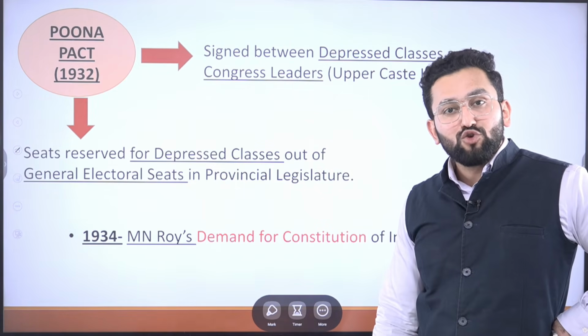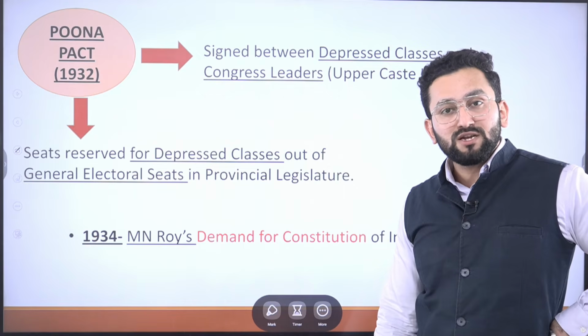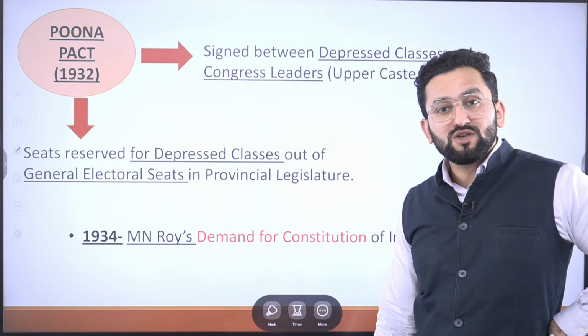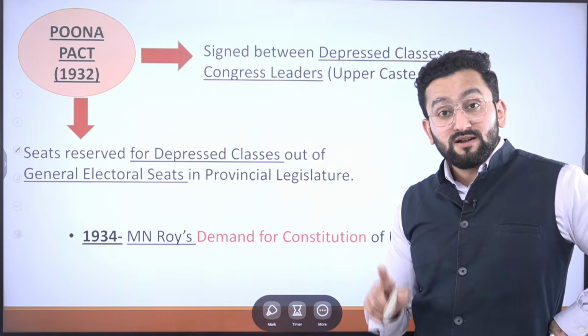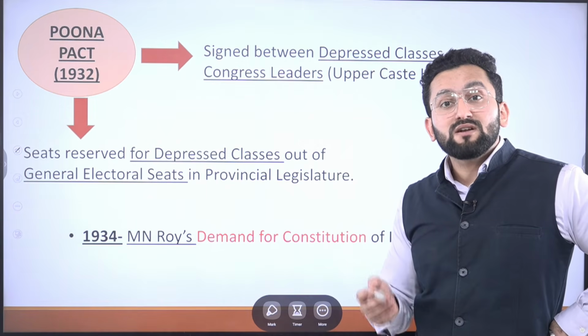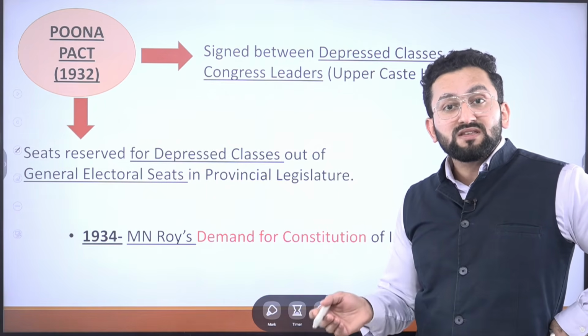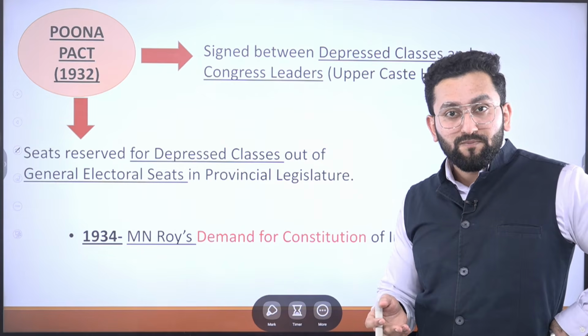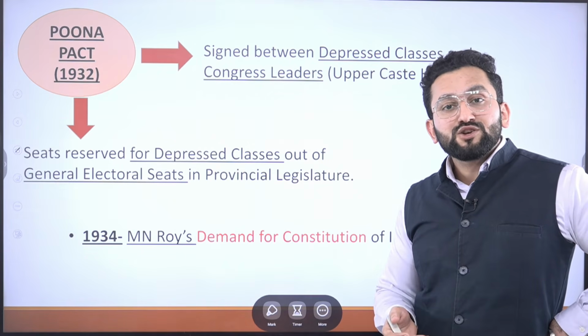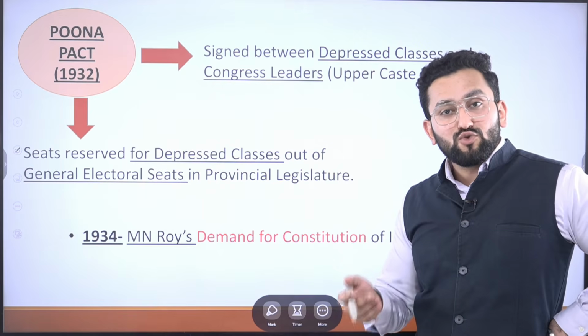And then there was huge pressure on Dr. B.R. Ambedkar that you have to save the life of Mahatma Gandhiji, because the condition of Mahatma Gandhiji was that this demand of separate electorate for the depressed sections should be removed. So, under public pressure, Dr. B.R. Ambedkar went to Yerwada jail.